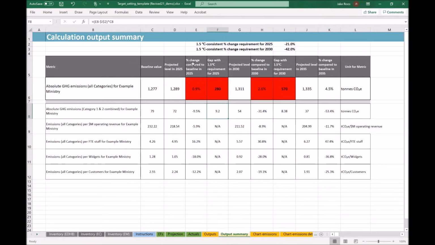Here's the output summary. So what we've got here, the most important row for CNGP is row 6. It tells you your baseline emissions. It tells you the projected level in 2025. It tells you the amount of change in 2025 compared to baseline. And it tells you the gap with the requirement of CNGP for 2025. When I say it's the requirement, what it is is the level of reduction which is consistent with limiting warming to 1.5 degrees. And for 2025, that is a 21% reduction compared to your base year. Then it also tells you all those same things, but for 2030. Then finally, it tells you your projected level and change compared to the base year for your end year. Remember the end year we entered for where your simulation cut off? Well, in this case, it's 2035.